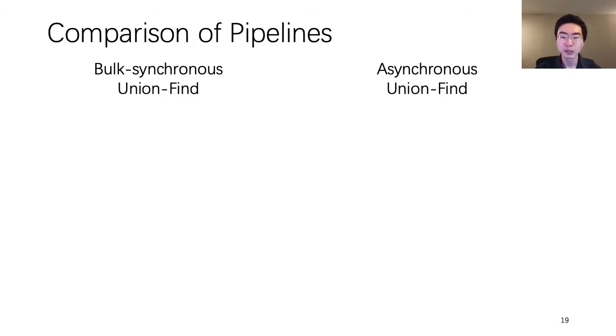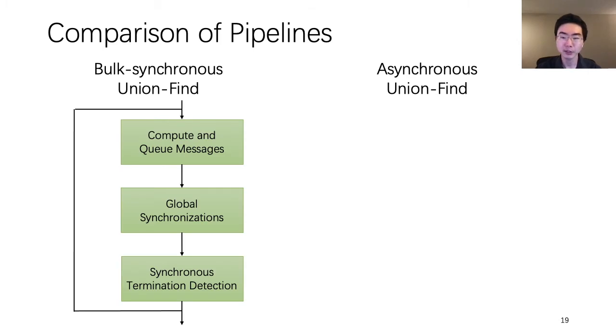Here we compare the pipelines of existing synchronous parallel union find and our asynchronous union find. In the synchronous parallel model, after the initialization, the algorithms perform local union find computation, queue outgoing messages, exchange messages among processes synchronously, and perform synchronous termination detection. The iteration terminates when all computations are done.